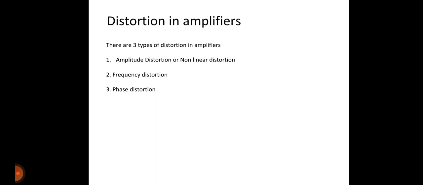And the last distortion is phase shift distortion. This distortion results from unequal phase shifts of signals of different frequencies. It occurs because the phase angle of gain A depends upon the input frequency.